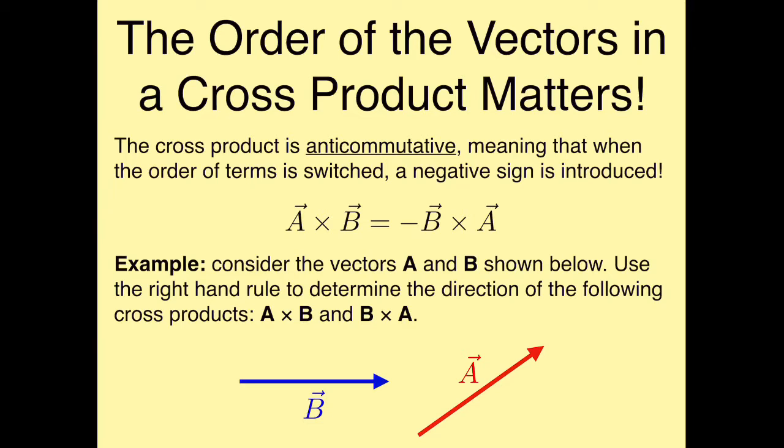So let's do an example. Let's consider these two vectors, A and B, that are shown on the page. What we're going to do here as an exercise is use the right-hand rule to determine the direction of A cross B, and then we'll do it again for B cross A, and we'll see that, again, they're not the same thing. They're pointing in different directions. So let's work this out.